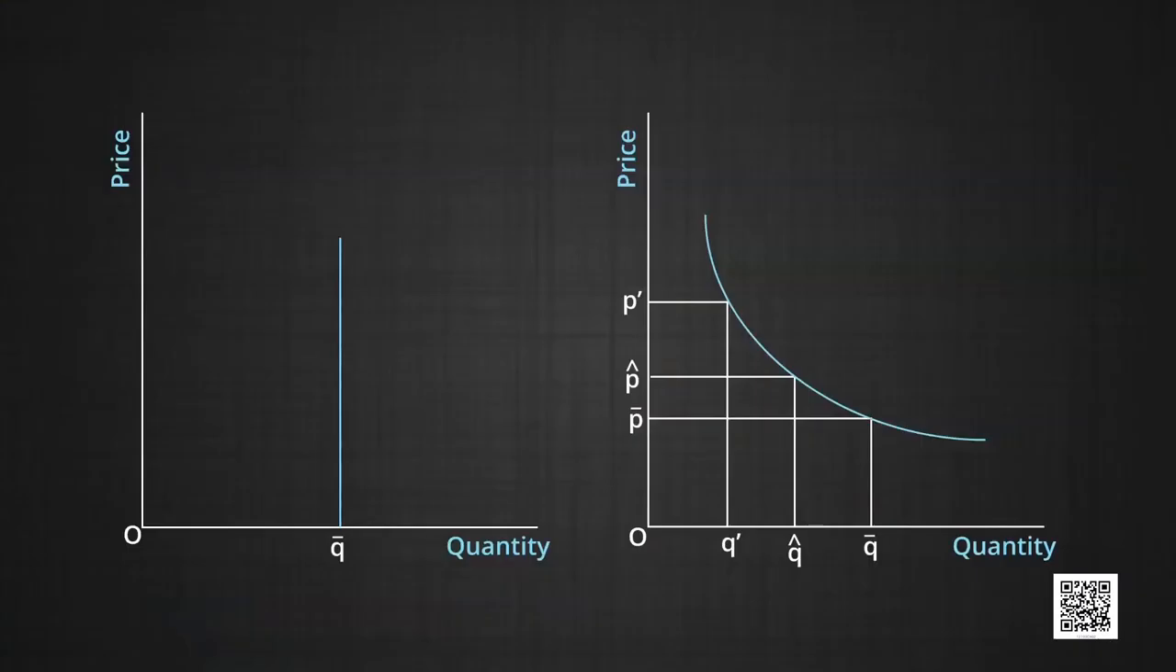We can also have a curve which is called the rectangular hyperbola, which has a constant elasticity of 1. The diagram here shows two demand curves which have constant elasticity. The first one is a vertical demand curve that we've discussed already. The second is a rectangular hyperbola.